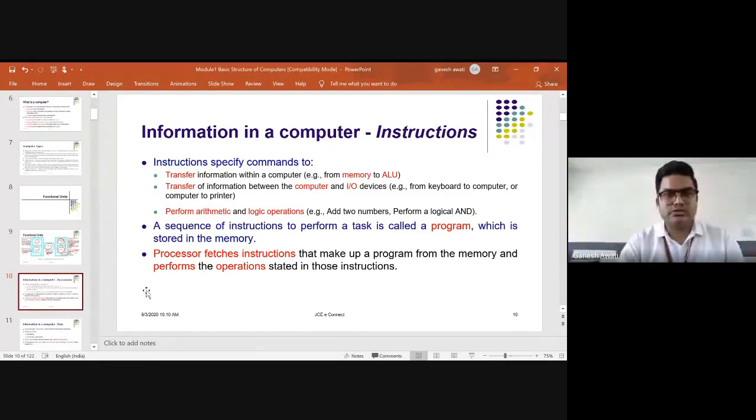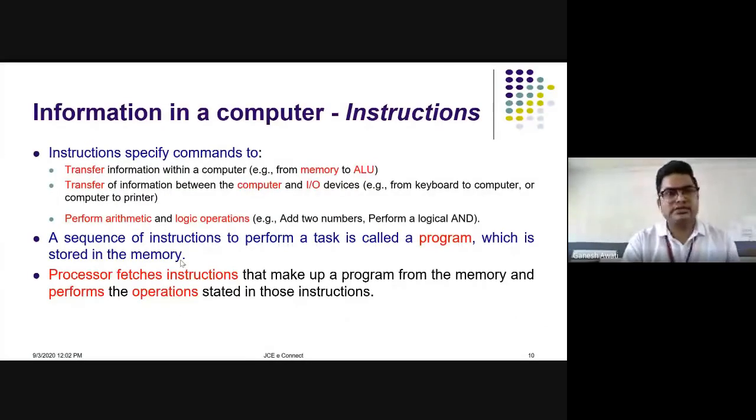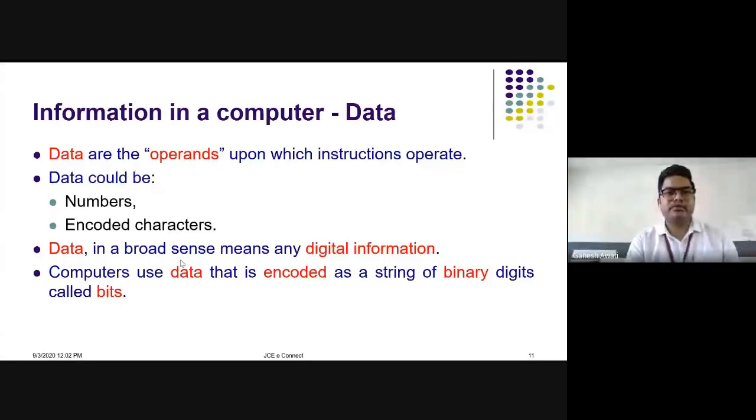So that is what today we are going to discuss. Then we discussed the information in a computer. It can be the instructions, which we have discussed. Then the data. Data are the operands upon which the instructions operate. Data can be in the form of numbers or encoded characters. In a broad sense, data means digital information.